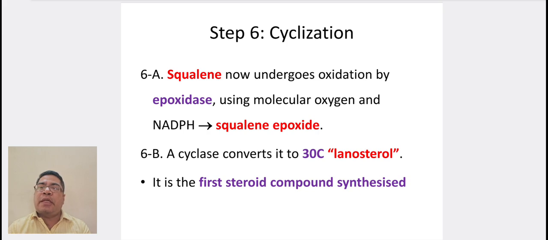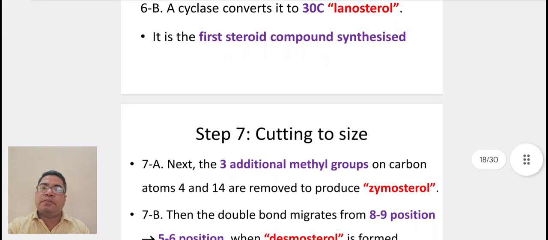Next step is cyclization. Squalene now undergoes oxidation by epoxidase, using molecular oxygen and NADPH, to form squalene epoxide. The cyclase converts it into 30 carbon lanosterol, which is the first steroid compound synthesized.